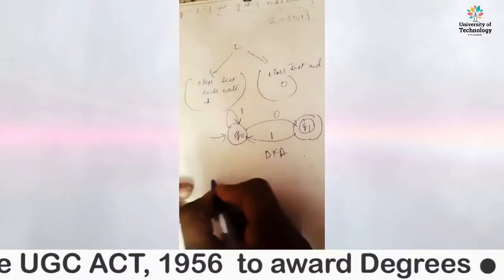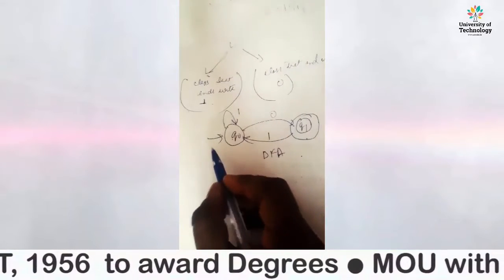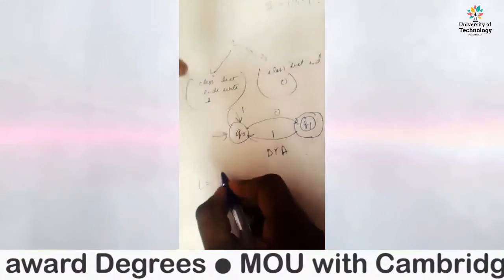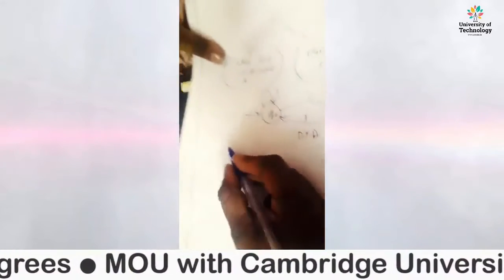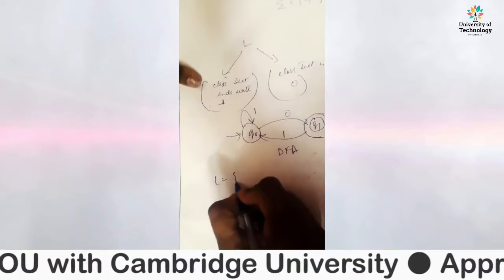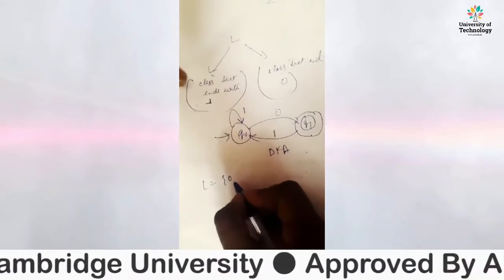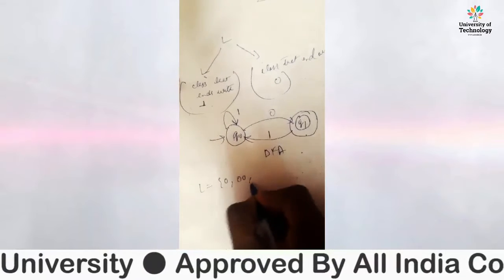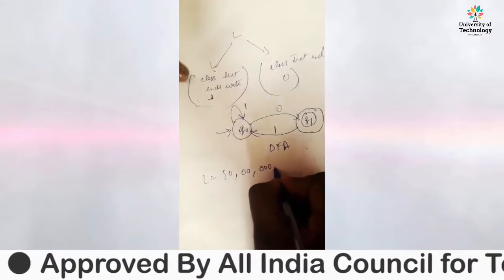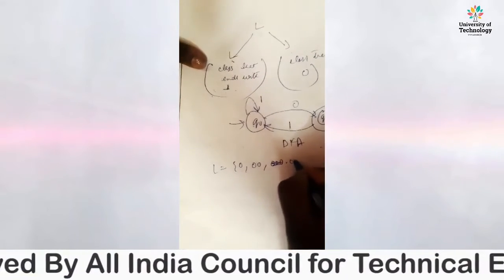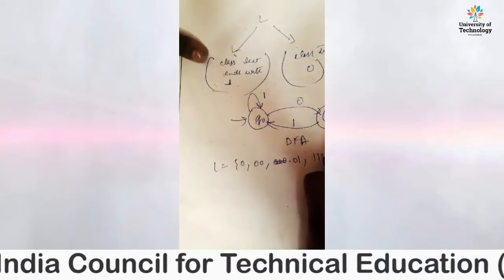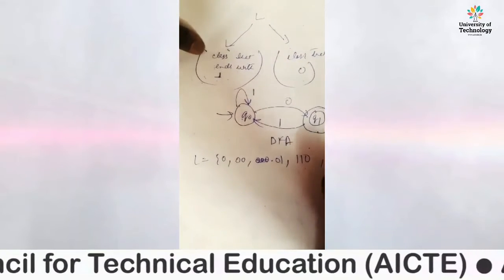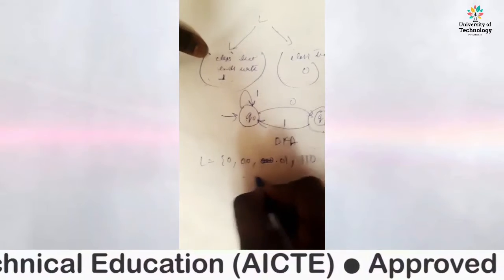Now we are going to make languages. See, what was the first condition? We'll draw a class which has 0 in the end. So what could be the possible strings? Let's take a few strings first: 0, 1 0, 1 1 0, 1 0 1 0, up to infinity.